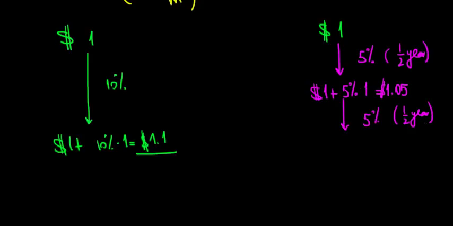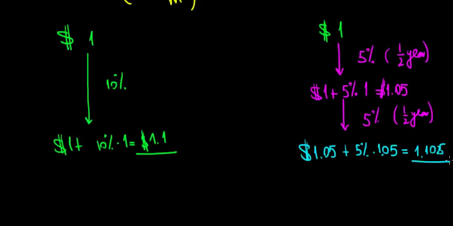So what do we have now? Well, we already reached a point of $1.05. So now we have $1.05 plus another 5% of $1.05, and the result would equal, let's actually calculate it real quick. That would be 1.05 plus 0.05 times 1.05, which is 1.1025.